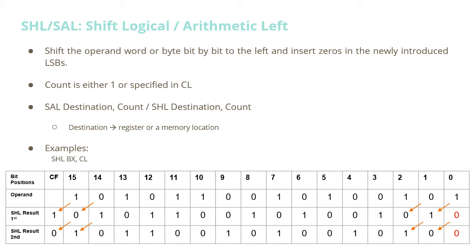Now when the shift operation happens the second time, the same thing happens. The value in bit position 15 will get shifted to the carry flag. The bit at the 14th position will get shifted to the 15th position, and likewise, the bit at the 0th position will get shifted to the first position, and then again the 0th position becomes empty. So then again a 0 will be introduced there.